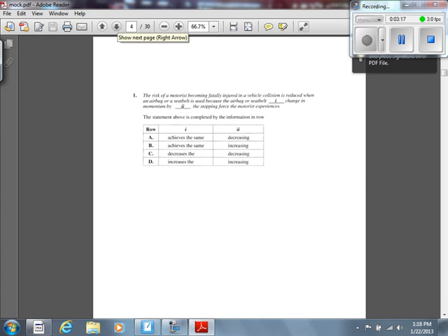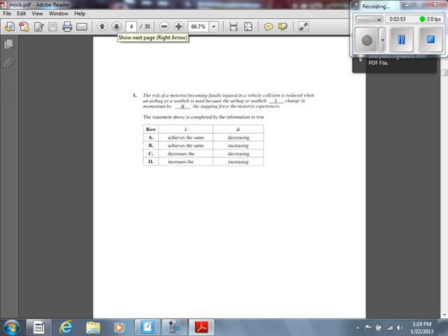First question says, the risk of a motorist being fatally injured in a vehicle collision is reduced when the airbag or a seatbelt is used because the airbag or seatbelt does what to the change of momentum by doing what to the stopping force that the motorist experiences? This is a question that we will almost certainly see in one form or another. It may be an airbag, it may be a seatbelt, it may be cushioning a baseball with your glove, it may be catching a basketball by kind of cushioning it. It may be, why does the goalie wear goalie pads? In the end, you're probably going to see a question that's related to this.